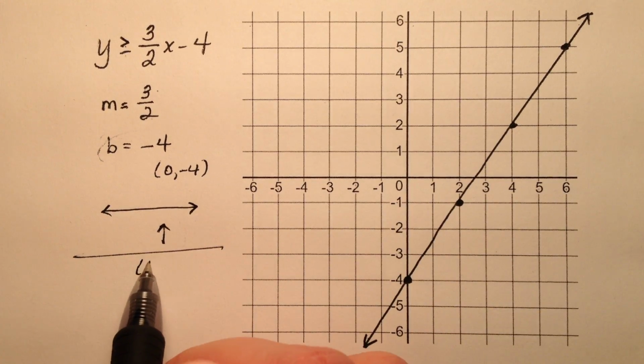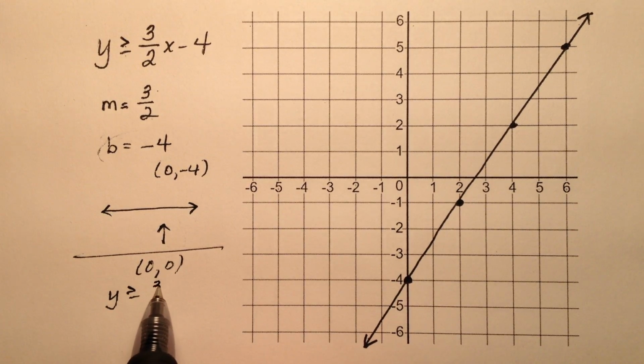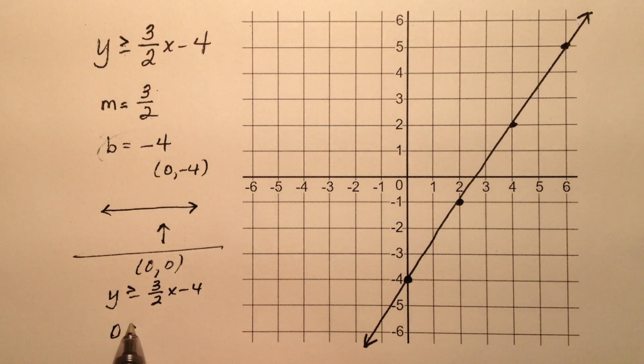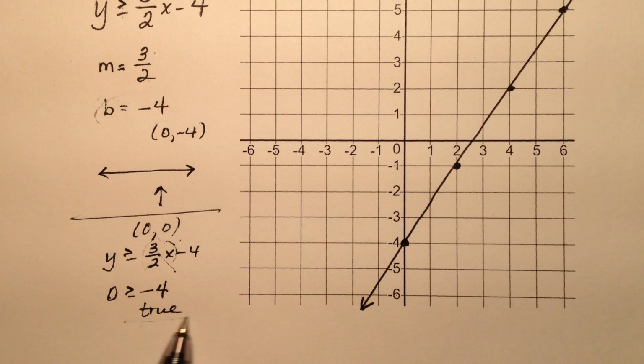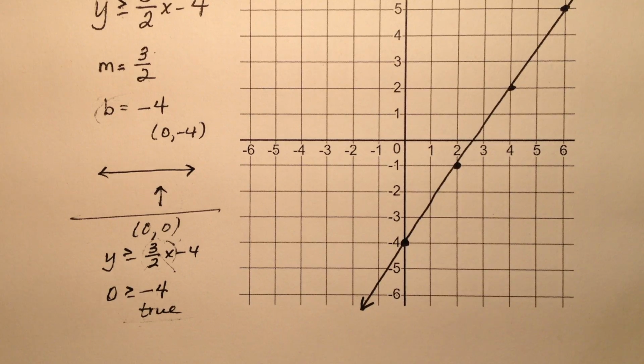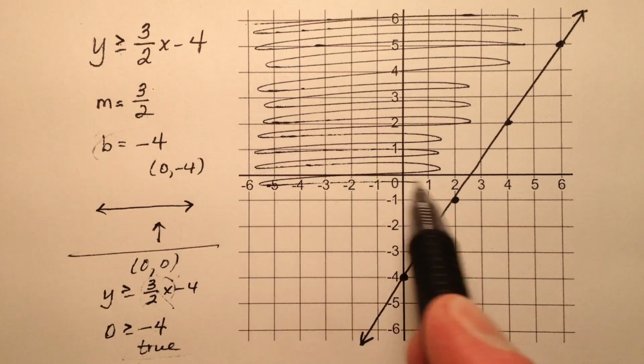So I'm going to go ahead and do a test point (0, 0), and I'm going to plug (0, 0) into my inequality, and I'm going to see whether it's a true statement or a false statement. So 0 is greater than or equal to, well, when I plug 0 right here, this whole thing goes away, so I just have a -4. So is 0 greater than or equal to -4? Well, sure it is. Okay, so since I know that's true, I'm going to go ahead and shade on the side which includes the origin as an ordered pair, which will be this right here.